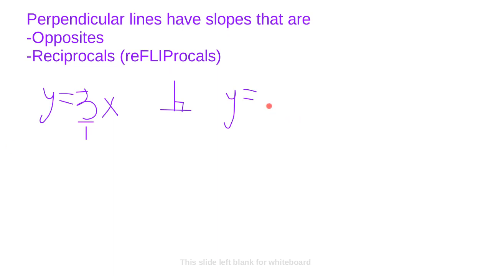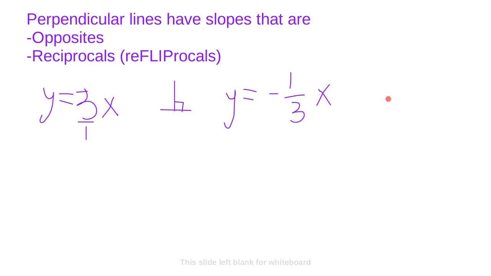So opposite, so instead of positive, negative. And then reciprocal means you take that 3 over 1 and you flip it so 1 is on top. That's the reciprocal. So the opposite of that then is negative 1/3 x. Okay, so if they are opposite reciprocals of each other, then they are perpendicular.